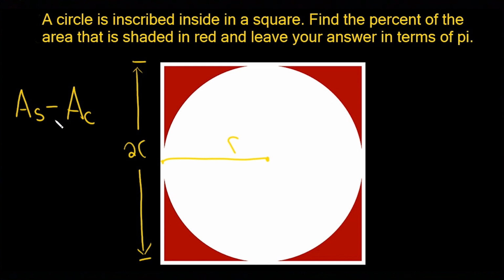But remember, they want the percentage. So think about this. When we do a percentage, we do it out of the total. What is the total of this image? Well, that's going to be the area of the square. So this whole thing divided by the area of the square, that's going to give me the percentage of that red region, okay? So let's go to the next page so we have room to do this problem and you're going to see how it works out.